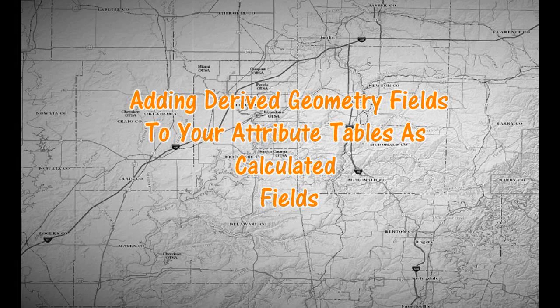Hey everyone, today I'm going to be demonstrating a new feature that I think is pretty neat in Simple GIS Client that's recently been added in the 10.1 release, and that is adding derived geometry fields to your attribute tables as calculated fields. So if you ever needed to get any type of measurement information, whether it's length, perimeter, area, coordinates, something like that, out of your geometry on your feature attribute table, there's now an easy way to do that in the latest release of Simple GIS Client.